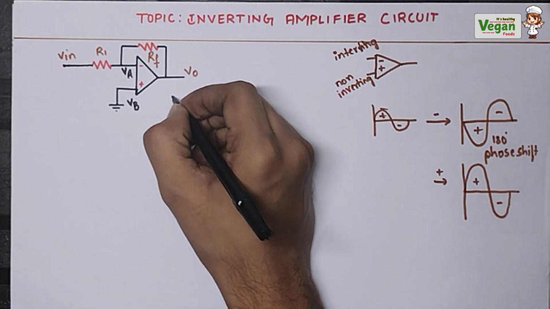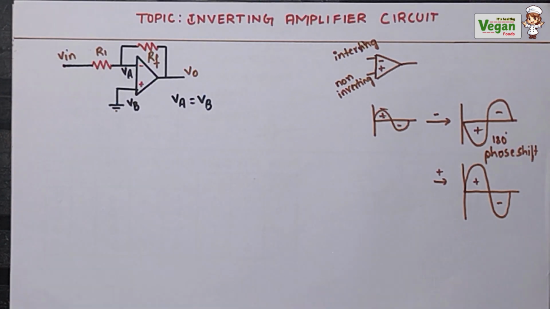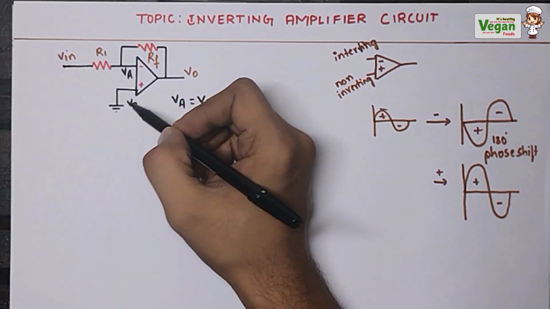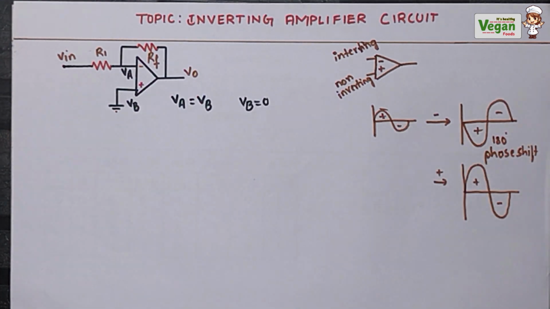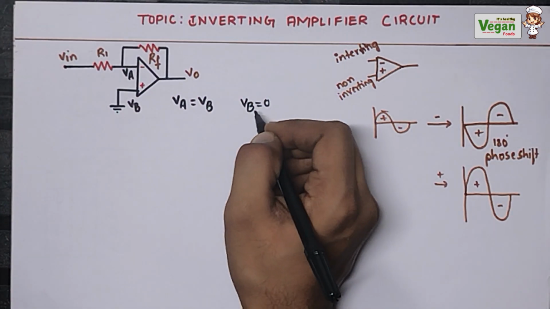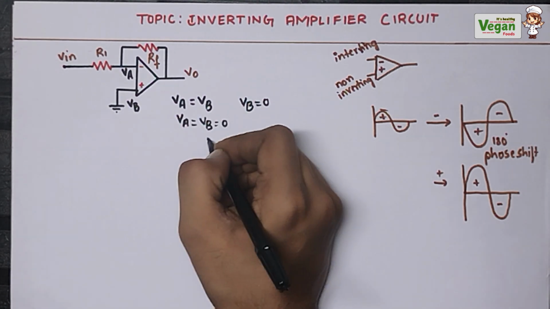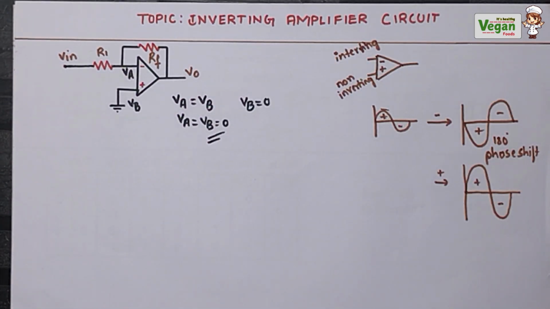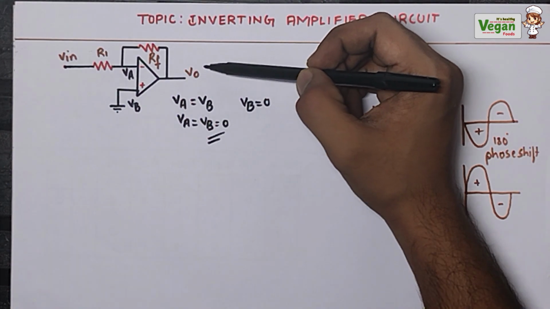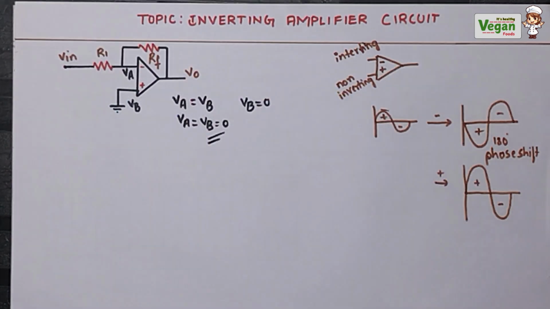We also know that the voltage across the positive terminal and the voltage across the negative terminal will be equal. So VA is equal to VB. Since VB is connected to ground, VB will be equal to 0. Therefore, as VB is equal to 0, VA will also be equal to 0. Now we must form an equation so that the output voltage is the inverted value of the input voltage.